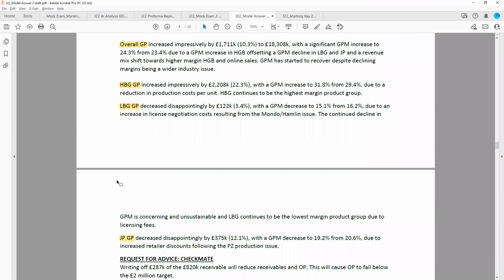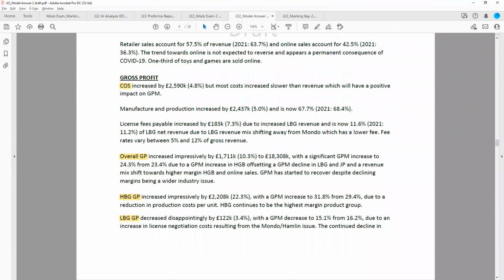So you can see in the model answer, maybe you could say here that we've got a bit too much, and we'll see that when we look at the marking key. But look at overall cost of sales, and as with total revenue, we're just going to make a high level comment. We're not going to go into the detail of each cost, explaining it in detail. Just say whether they've gone up faster or slower than revenue, and therefore what impact that would have on the gross profit margin.